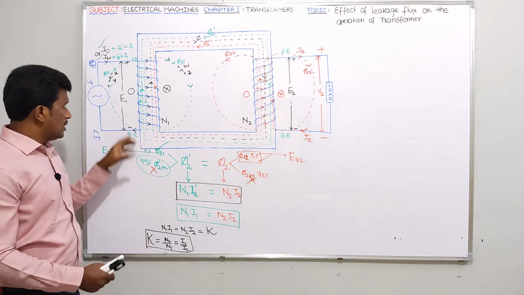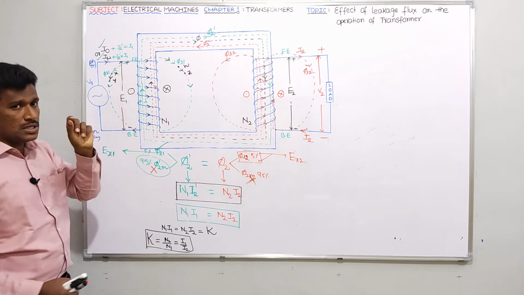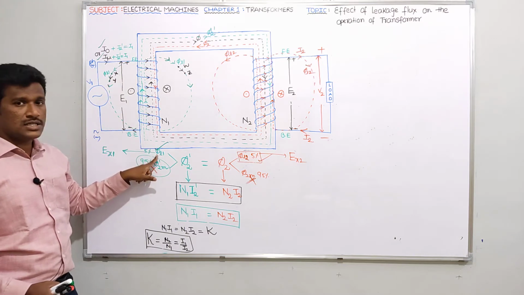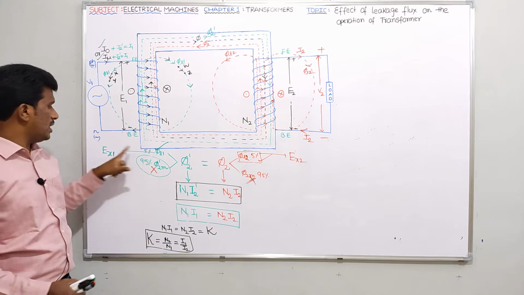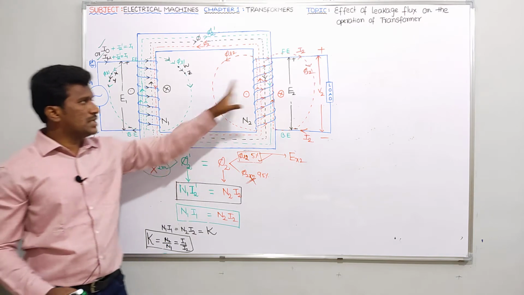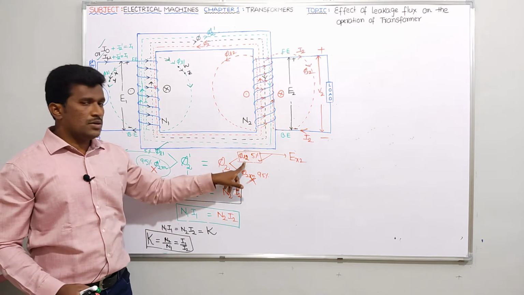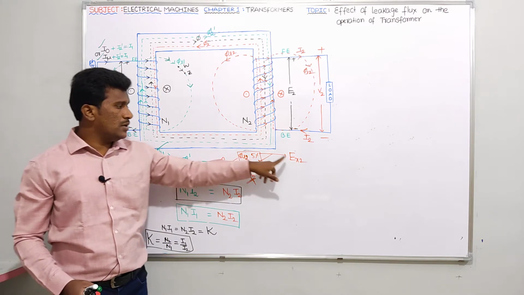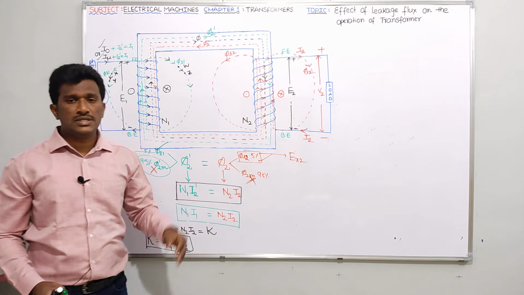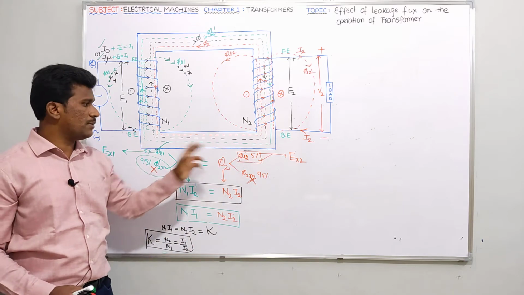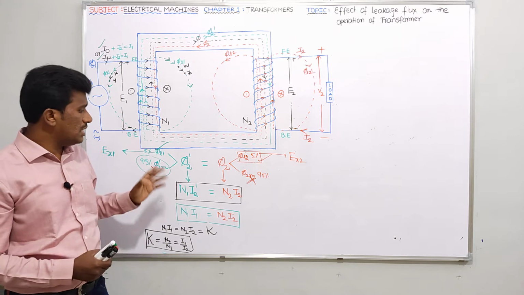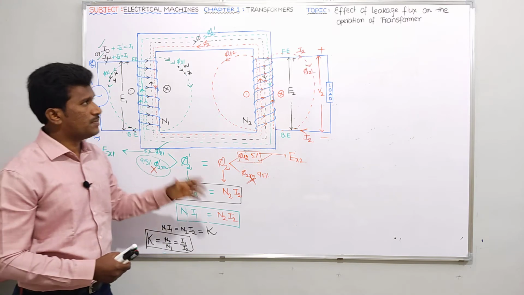Initially, if you see here, practically some leakage flux will be there. That only I call phi L1. Because of this leakage flux, some unwanted, useless EMF EX1 is induced here. Similarly, in the secondary side, phi L2 is a leakage flux, and because of this phi L2, you will get a useless EMF EX2 induced in the secondary side. This EX1, EX2 should be compensated. How we have to compensate these EMFs, we will discuss in the present video.